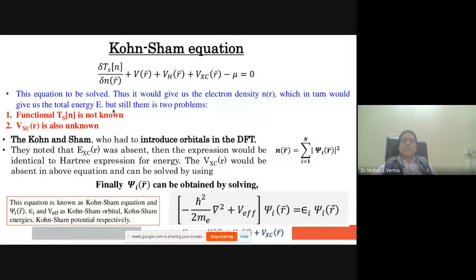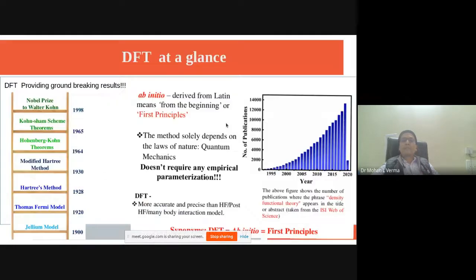But still there are two problems. One is the functional Ts is not known. Second, Vxc is also unknown, and Kohn and Sham have introduced approximate terms in DFT, and this is the equation that is similar to the Schrödinger equation. This equation is known as the Kohn-Sham equation, through which he bagged the Nobel Prize in 1998.